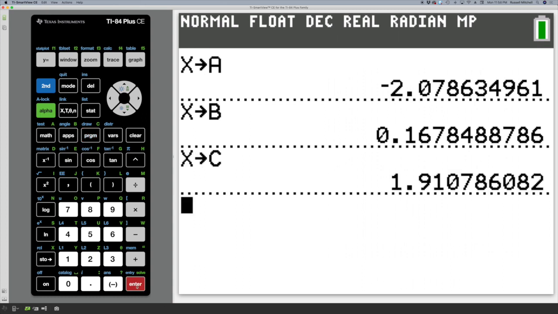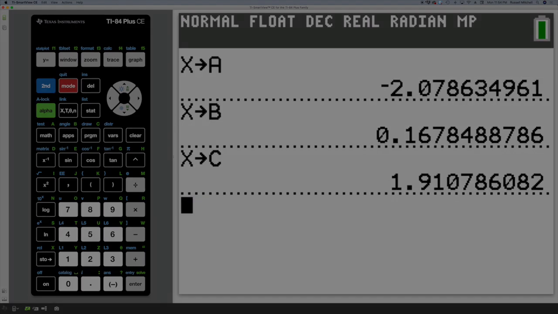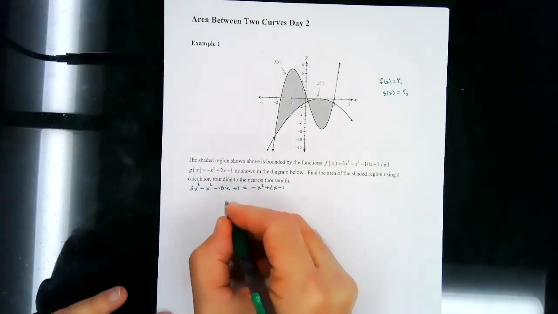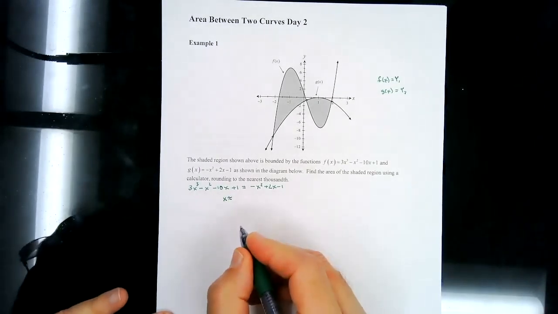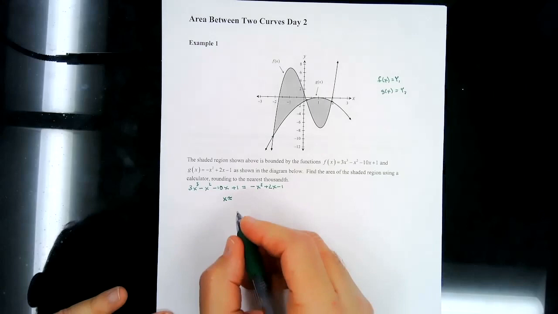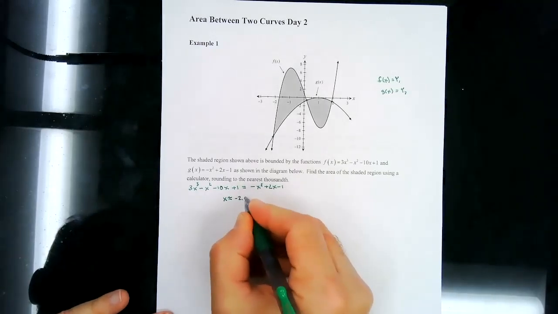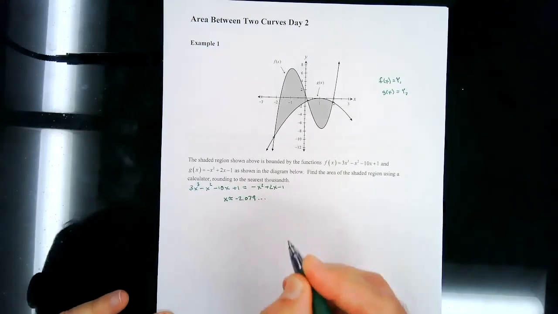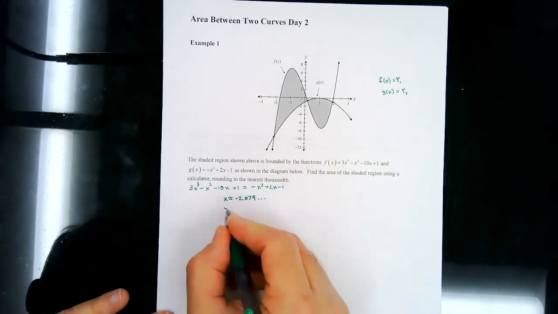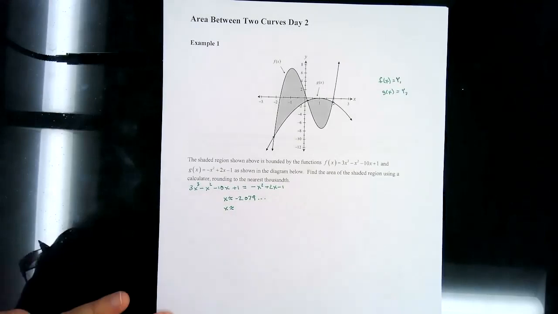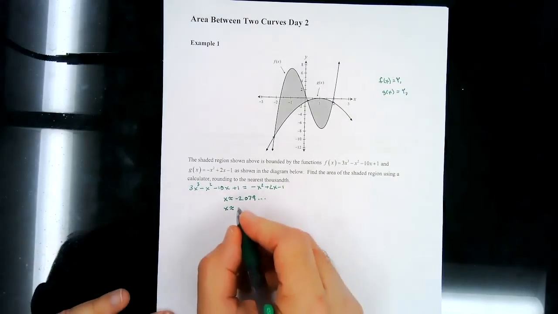Okay. All right, so there we have our values, right? And they're stored. So now let's go back to the problem and write them down. So when we put this into our calculator, we got x is about negative 2.079. And then I'm going to write 3 dots. And I stored that one as A, like you saw in the calculator. Okay, and the second answer is 0.168.